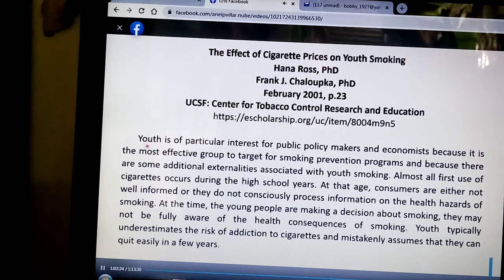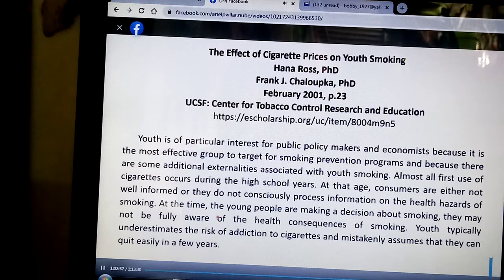Ito yung original. Youth is of particular interest for public policy makers and economists because it is the most effective group to target for smoking prevention programs. And because there are some additional externalities associated with youth smoking, almost all first use of cigarette occurs during the high school years. At that age, consumers are either not well informed or they do not consciously process information on the health hazards of smoking.